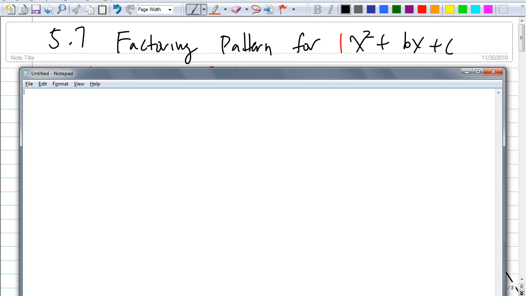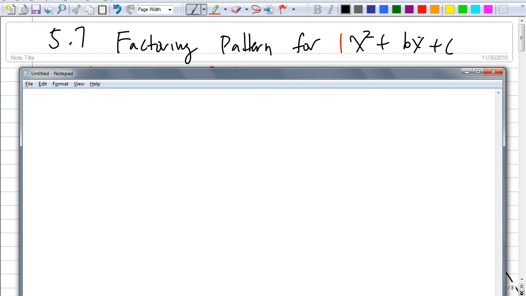Okay, so today we're going to learn a factoring pattern for a trinomial that looks something like this: 1x squared plus bx plus c. So far, how many ways have we learned how to factor? The very first method was always look for the GCF, correct? And last time, what did we learn? We learned how to factor what? Say again? Difference of squares.